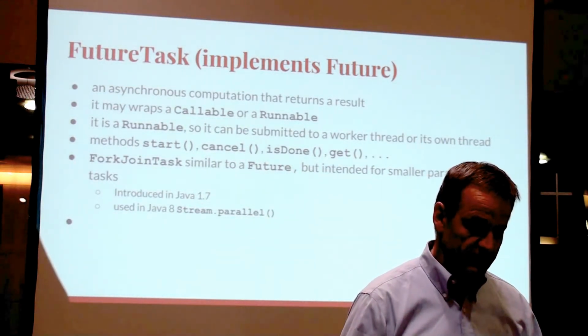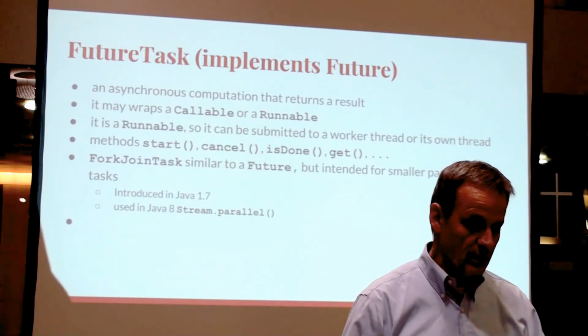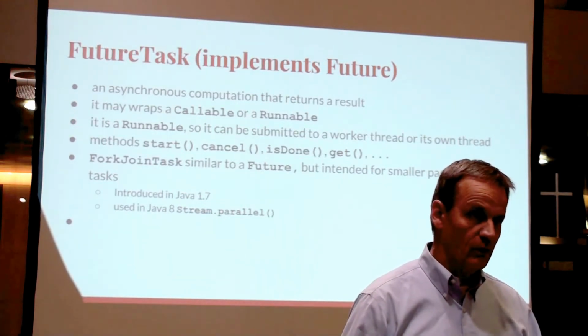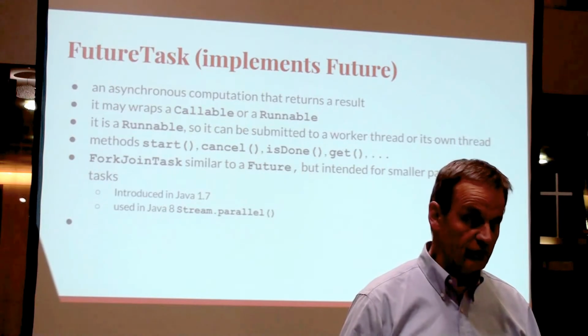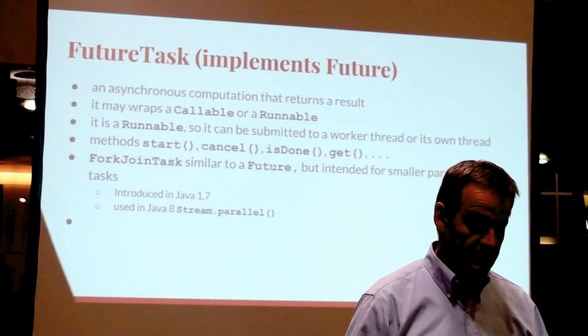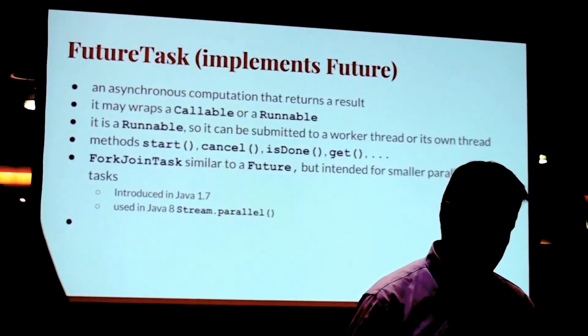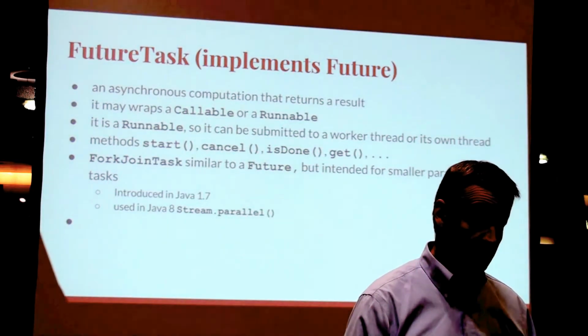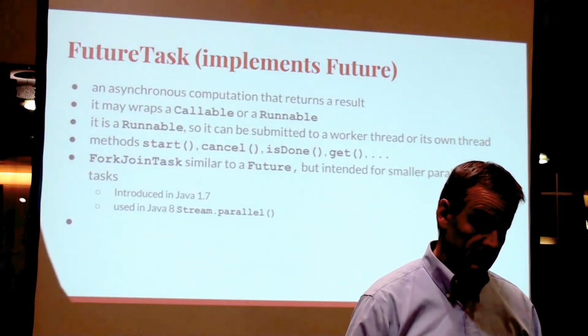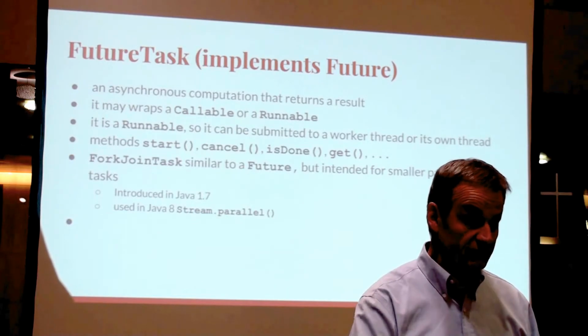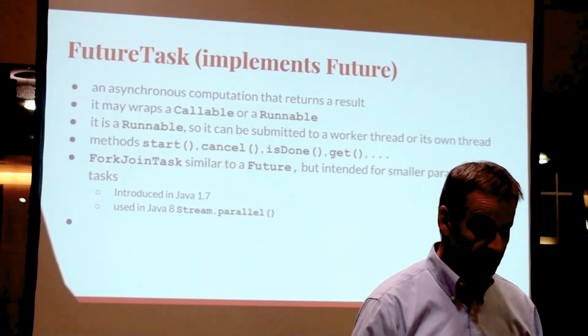A future task is an implementation of a future. It wraps around a callable. A callable is like a runnable, but it returns a value. And so that's the value that is returned by the callable. You can also pass a runnable to a future and a particular value to return when that runnable has completed.